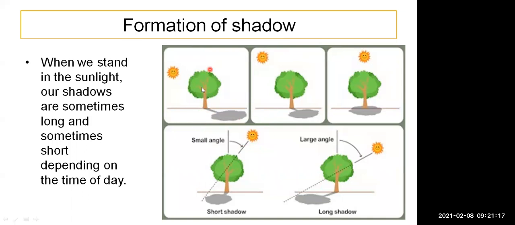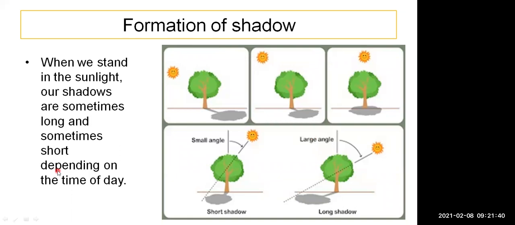As it becomes afternoon, what happens? The shadow becomes shorter and shorter. Now from afternoon to evening, what happens? Again the shadow becomes long. Clear, everyone? In the morning time and in the evening time, the shadows are long, and during afternoon, the shadows are the shortest.